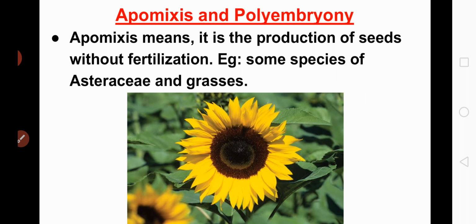Now the last concept is apomixis and polyembryony. Apomixis is the production of seeds without fertilization. Parthenocarpy is the production of fruits without fertilization, whereas if seeds are formed without fertilization, the process is called apomixis, a form of asexual reproduction that mimics sexual reproduction. An example is some species of the Asteraceae family and grasses, the sunflower family.